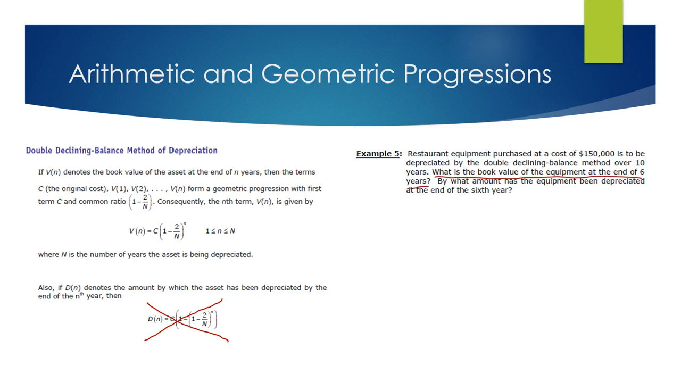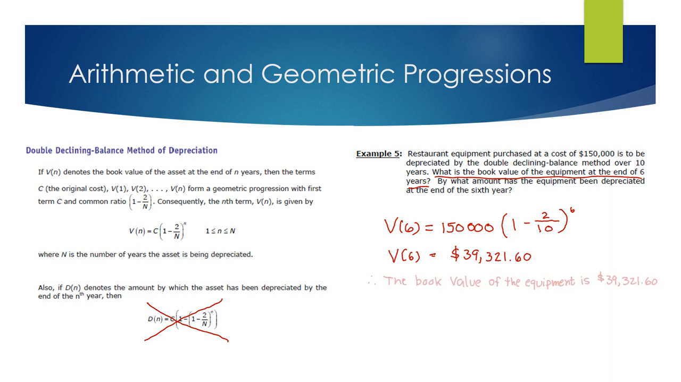So the first part, what's the book value of the equipment at the end of 6 years? I'm just going to calculate V of 6. I'm just going to plug the numbers in. $150,000 worth right now. Capital N is 10, because that's how long we're going to be applying this method. We're looking for what's going on at year 6. So pretty straightforward. When I calculate this out, I get $39,321.60. So if I'm using this method of depreciation, the equipment that I bought for $150,000 has a book value of $39,321.60 6 years later.